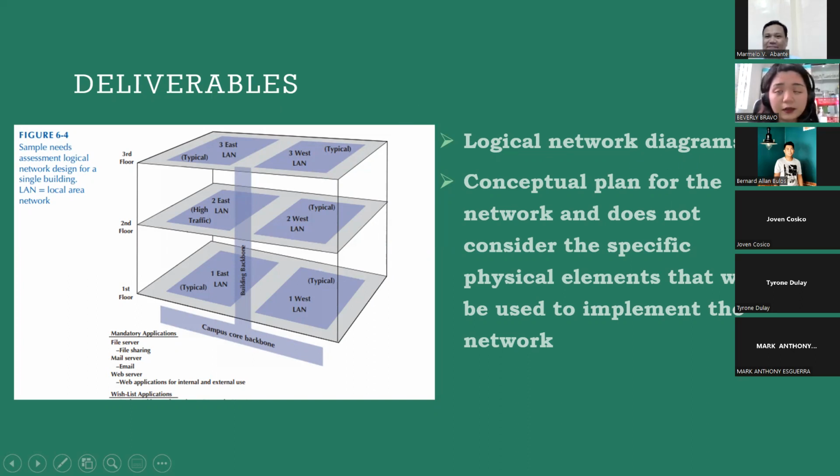A logical network diagram is a conceptual plan for the network and does not consider the specific physical elements that will be used to implement the network. In other words, this is purely theoretical. So at least we know what our users need, what the network needs, and the needs of our other stakeholders.